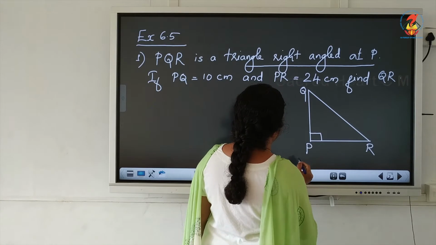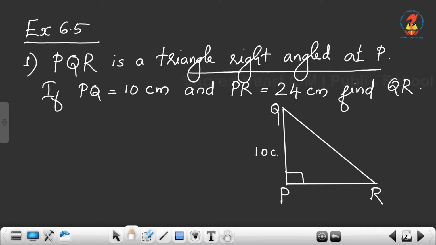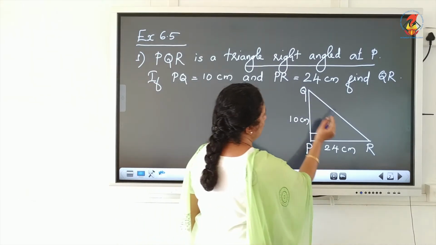PQR is a triangle right angled at P. PQ equal to 10 cm. So, the measure of PQ is given 10 cm and PR equal to 24 cm. Now, find the length of QR. You have to find the length of QR.